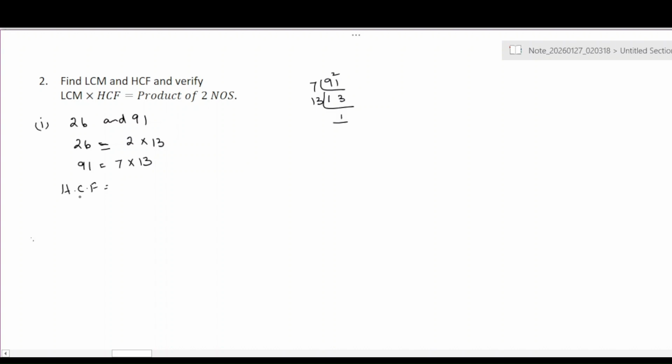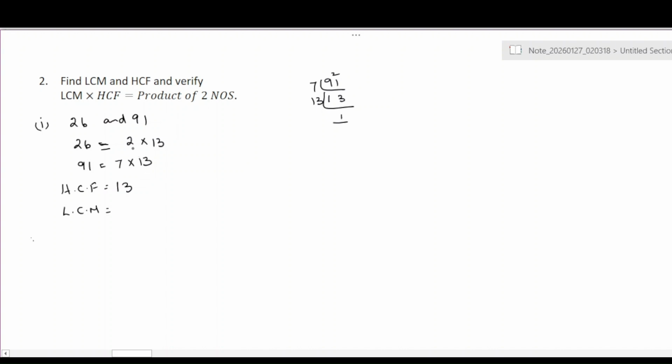HCF means highest common factor. These are the factors. What is the highest common factor here? Common factor is 13 only. 2 and 7, they don't have other pairs. Only 13. Highest common factor. So it is only 13. So it is 13. Now LCM.